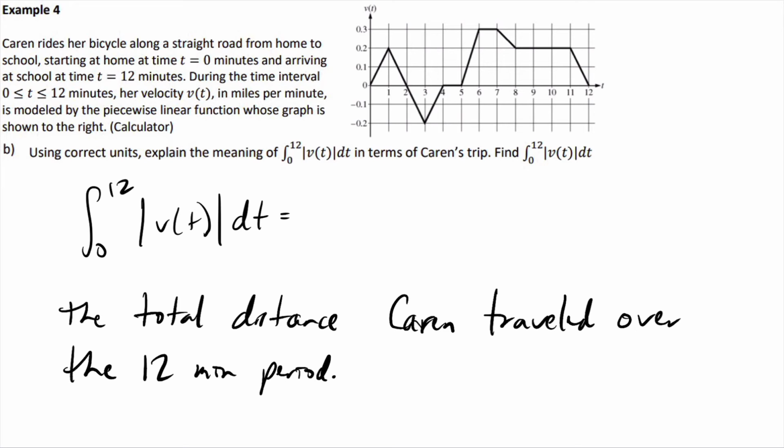Okay. How do I calculate this? Can't use my calculator because I don't have anything to put in my calculator, right? They've already given me the graph, so I can't use the calculator. So how do I figure out what that number is? How do I figure out how to calculate this?